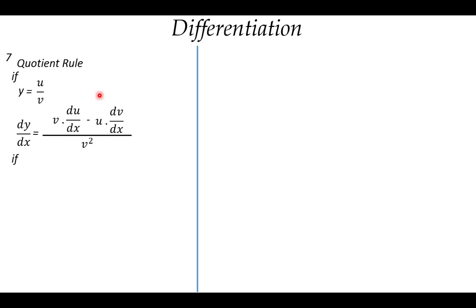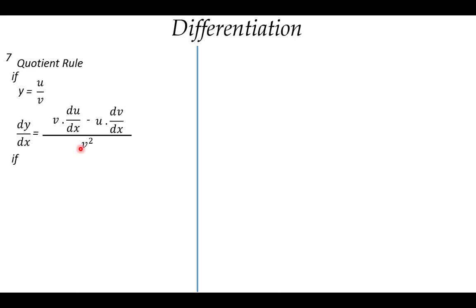all over v squared. So what we are doing is, in this case, you keep v constant first, and then you multiply with the derivative of u with respect to x, and then you subtract, you keep u constant, and you multiply the derivative of v with respect to x, all over the divisor squared, that's all over v squared.